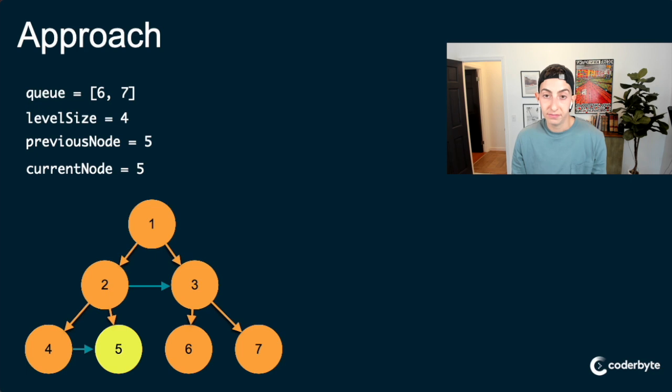Previous node is now 5. Shift off of the queue. Now we have 6 as our current node. We have a previous node, so we set 5 .next equal to 6. There's our arrow, and we move along.